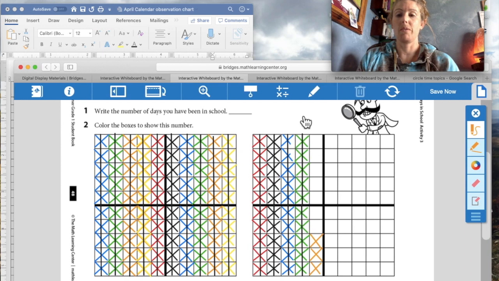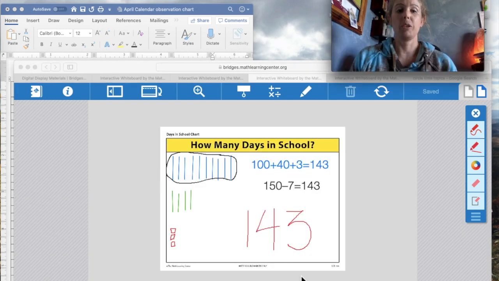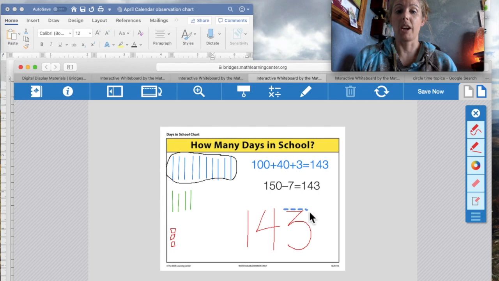Scoot this over where I can find to make sure. And adding today, we have 144 days in school. And over to our days in school chart, we need to change our 143 to 144. So let's go ahead and erase the 3 in the ones place and change it to a 4.